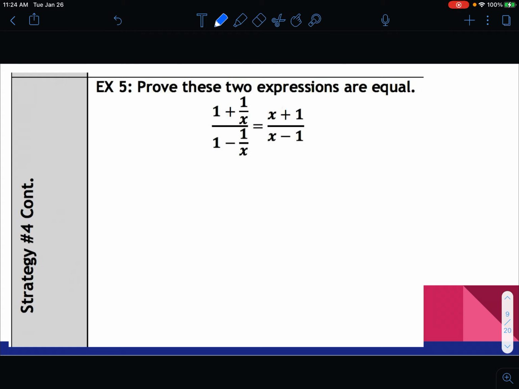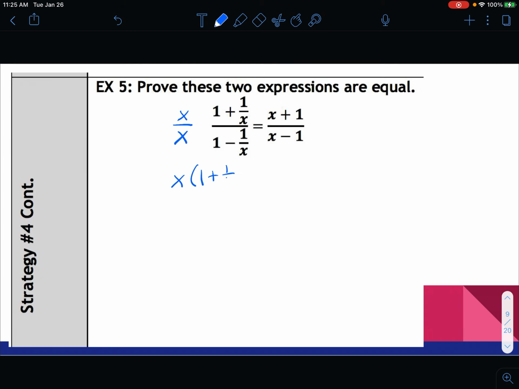Okay, now this is strategy 4 continued. We're still going to multiply by a fancy number 1. Now, this is a little crazy. This is called a complex fraction, so we have a fraction within a fraction. I'm going to again look to the left side. So I am going to suggest that we multiply by x over x, which really is just 1.